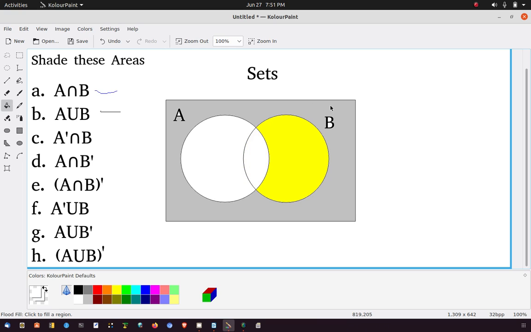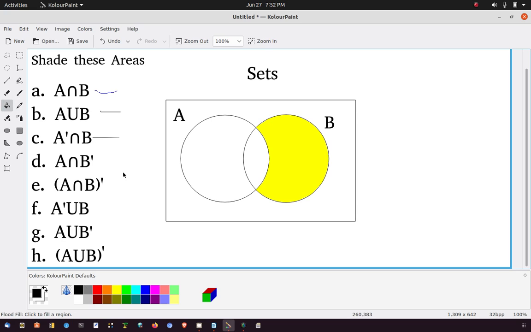A complement intersect B. Now, this outside here is in A complement. The gray area here is in A complement, but not in B, and you want the intersection. So you must clear this as well. So what you have is this. A complement means outside A and intersect B. So this is A complement intersect B. Alright? So we have this done.